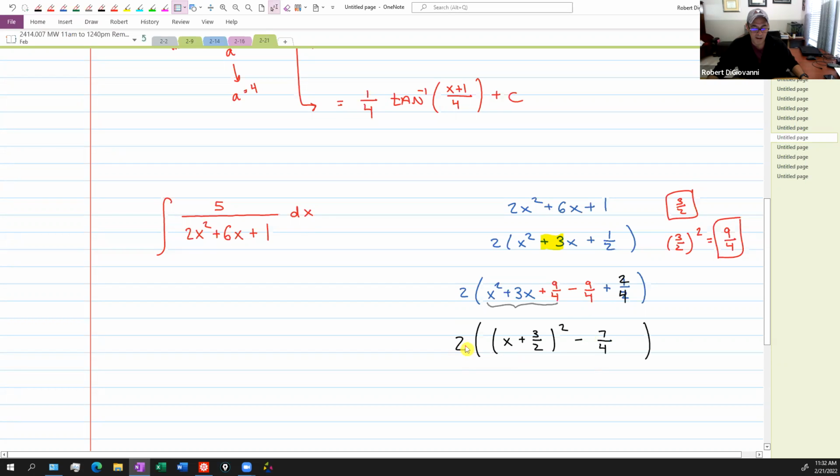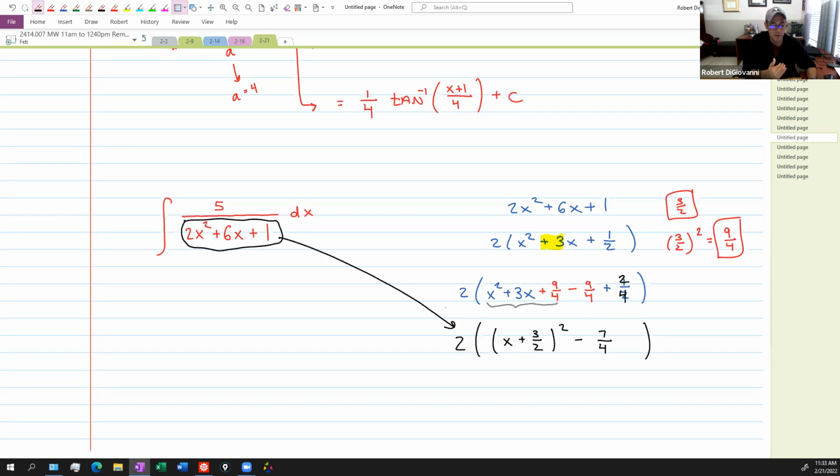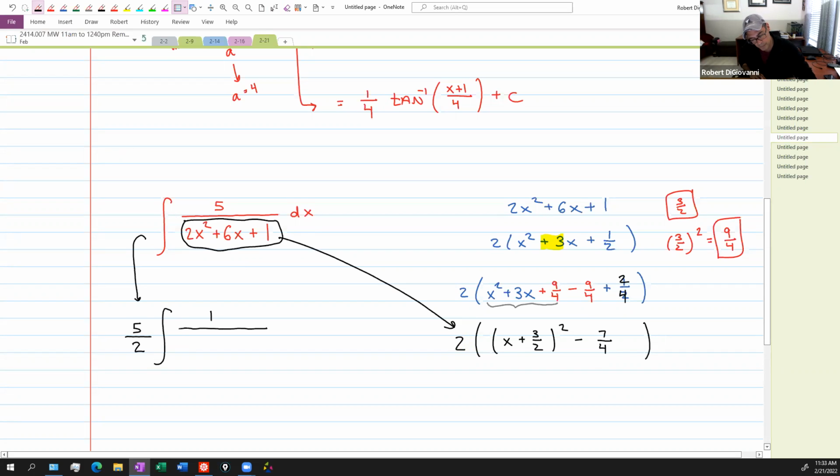Now you see this 2 out here? That 2, this whole thing on the bottom is going to get replaced with this, right? So that 2 that's on the bottom, I'm going to bring it out of the integral as a 2 on the bottom, like a 1/2. So watch the way I'm going to rewrite this. The 5 is going to come out. That's the 5 in the top. The 2 is going to come out of the bottom. And then I'm going to have 1 over x plus 3/2 squared minus 7/4 dx.